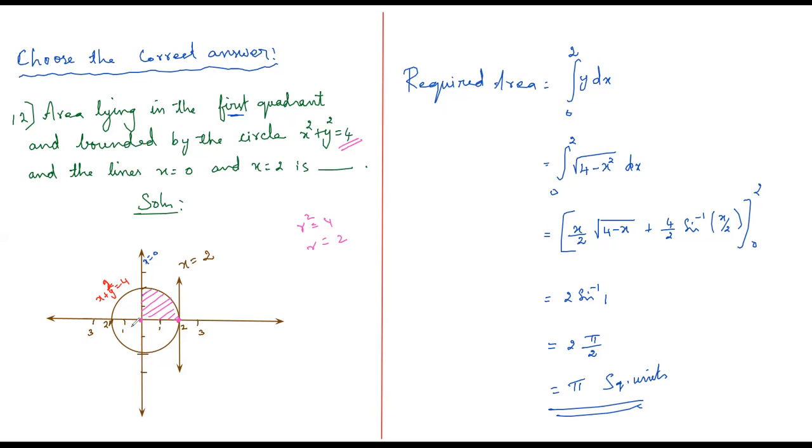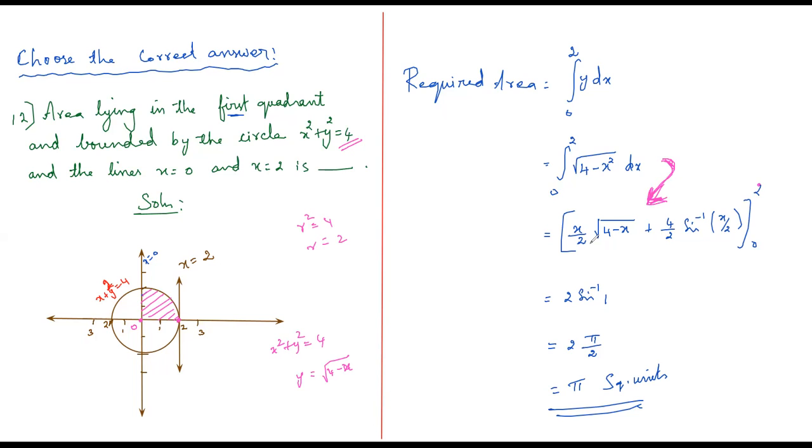So the limit varies from 0 to 2. So integral 0 to 2 y dx. Y you get from the equation of the circle. What's the equation of the circle? X square plus y square equal to 4, and you will get y is equal to square root of 4 minus x square. So direct formula substitution. Substitute the formula, and then apply the limits. So upper limit minus lower limit.